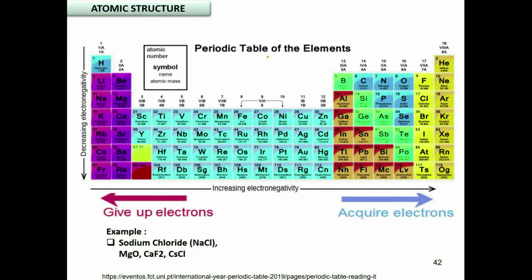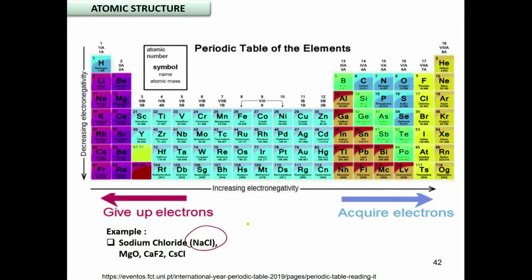Here I show you the periodic table of the elements, and we are talking about electronegativity, in order to know whether an atom has a tendency to accept or give up electrons. From this periodic table, you see that from top to bottom there is decreasing electronegativity, while from left to right there is increasing electronegativity. This is a few examples of ionic material.